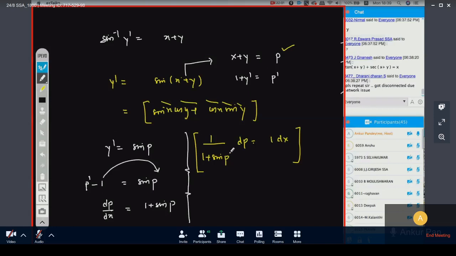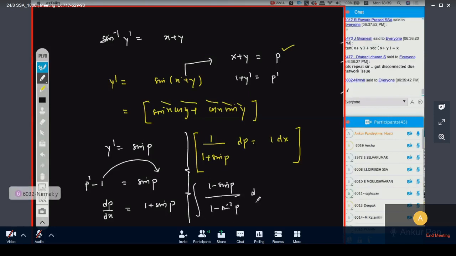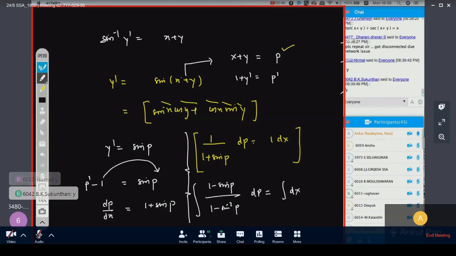Hey guys, don't tell me that. We'll multiply by 1 minus sine p, right or not? The numerator will be 1 minus sine p divided by sine square p. Clear? Integration of dp is equal to integration of dx, right or not? Good.